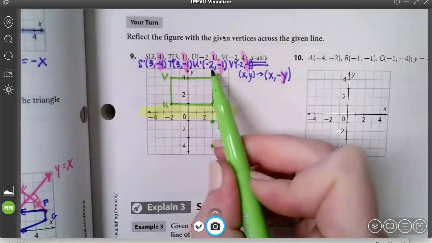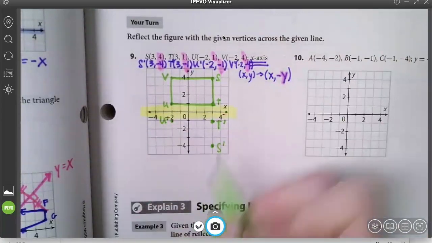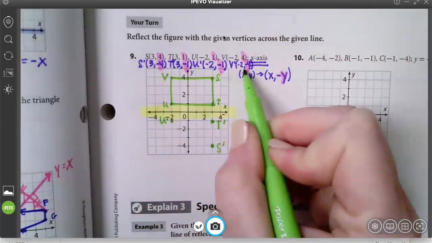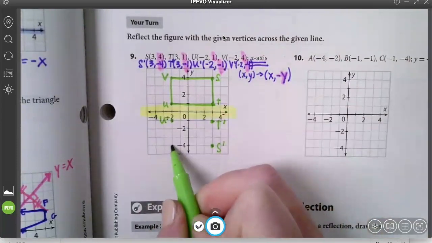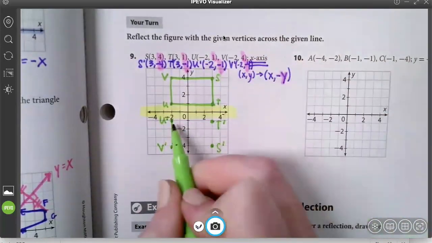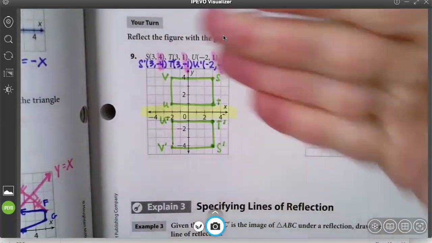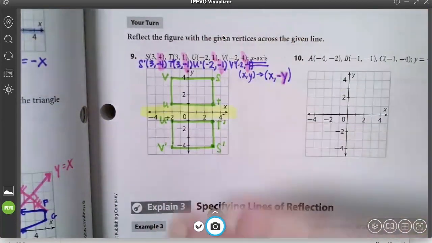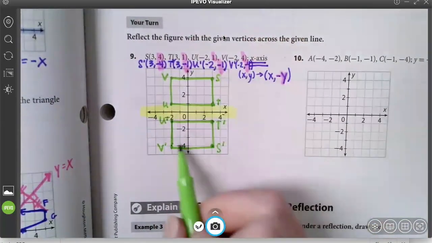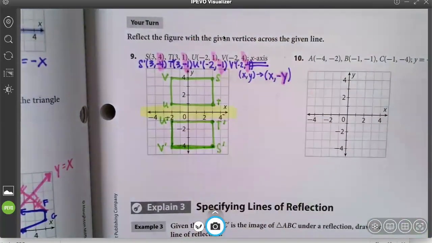U is at -2, -1, which is right here. U prime is its new name. Again, same distance from the x-axis. And V is at -2, -4. We're going to label that V prime, connect our dots again. And you can see how this figure was flipped from the top down to the bottom. It looks to be the same size. It's the same shape. It's just been flipped over that x-axis.